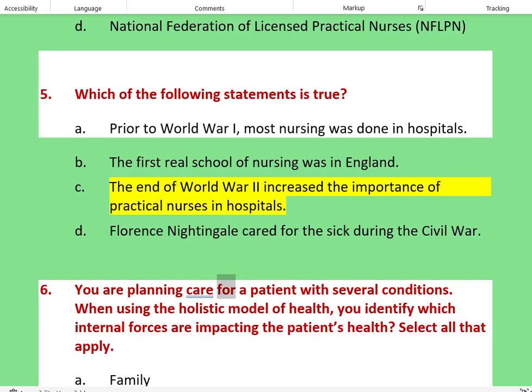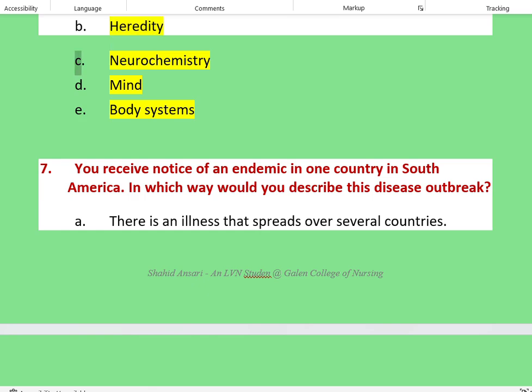6. You are planning care for a patient with several conditions. When using the holistic model of health, you identify which internal forces are impacting the patient's health. Select all that apply. A. Family. B. Heredity. C. Neurochemistry. D. Mind. E. Body systems.